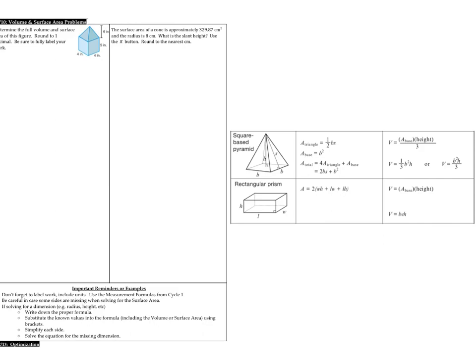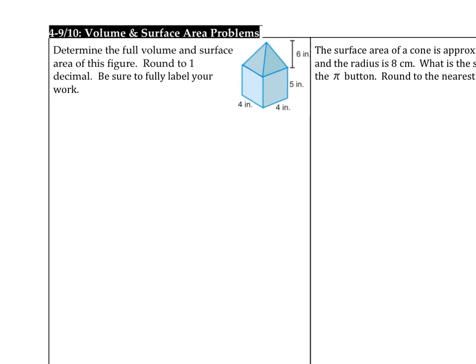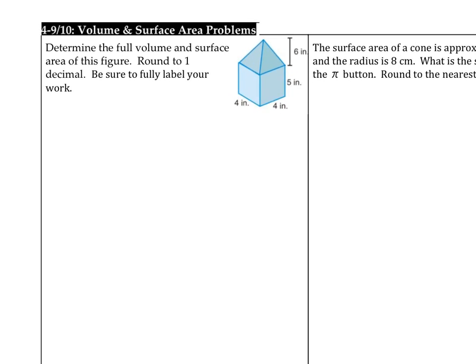We're going to be looking at volume and surface area, either in an application or a word problem, or using shapes that are combined, like in this case. And these are called composite figures if it's two or more shapes combined together.